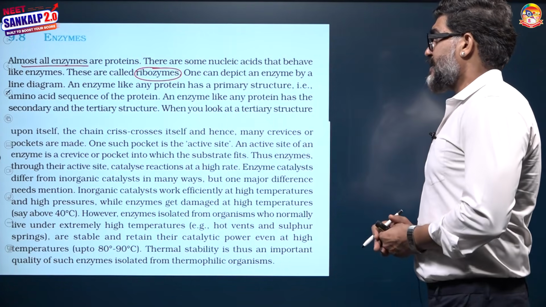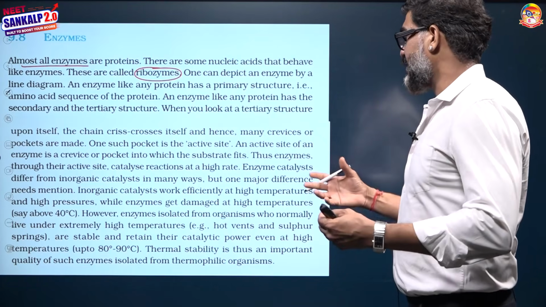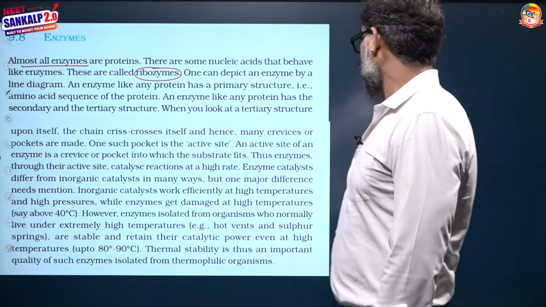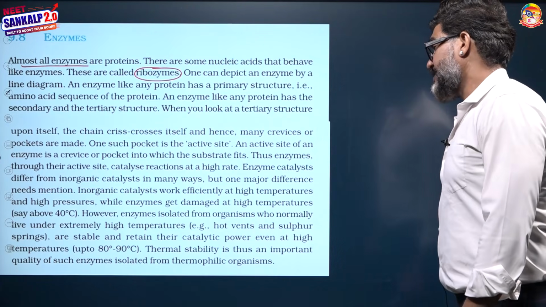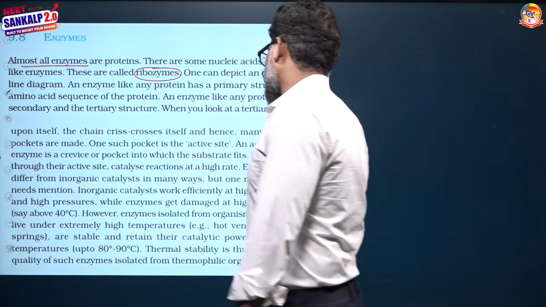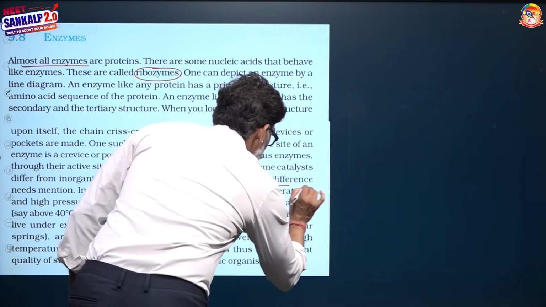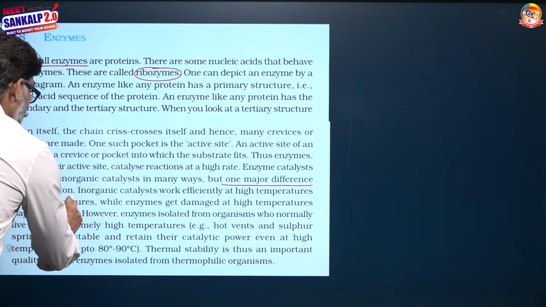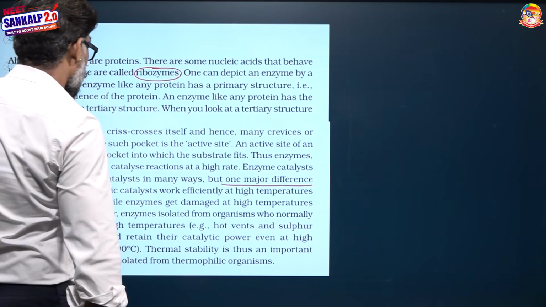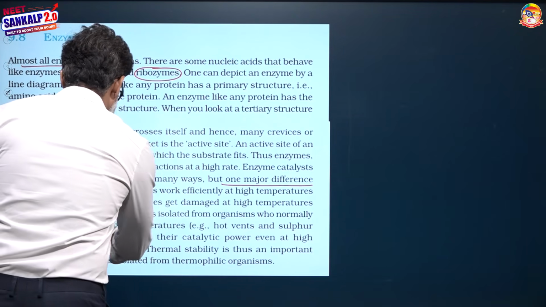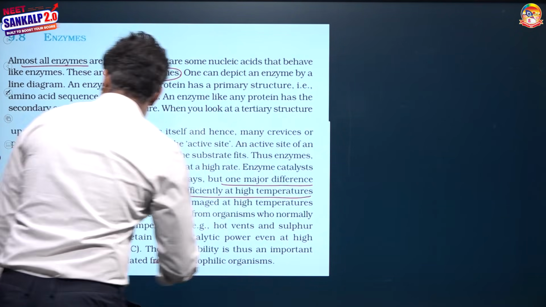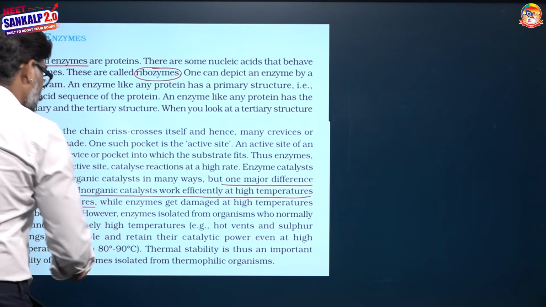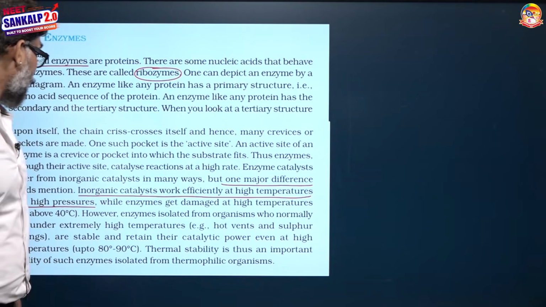When you look at tertiary structure, the chain crisscrosses upon itself and makes various kinds of bonds, and then they attain a different structure. Enzymes catalyze differently from inorganic catalysts in many ways, but one of the major differences needs to be mentioned, and that is that inorganic catalysts can work at high temperature and high pressure, while enzymes get damaged at high temperature and pressure.